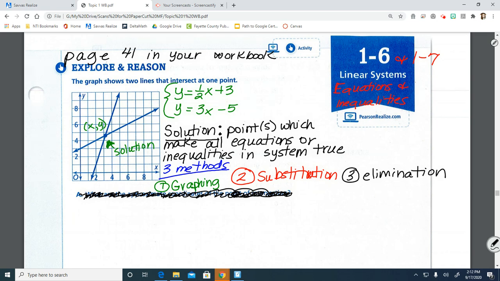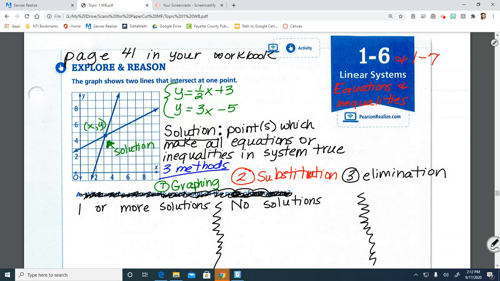But there are some things you need to know about systems of equations, because it's possible that your system has a solution. So it could have one or more solutions. It could have no solutions. But then it could also have infinitely many solutions.